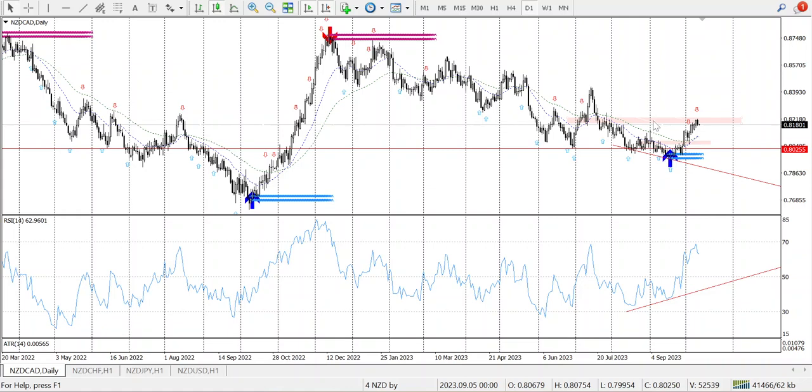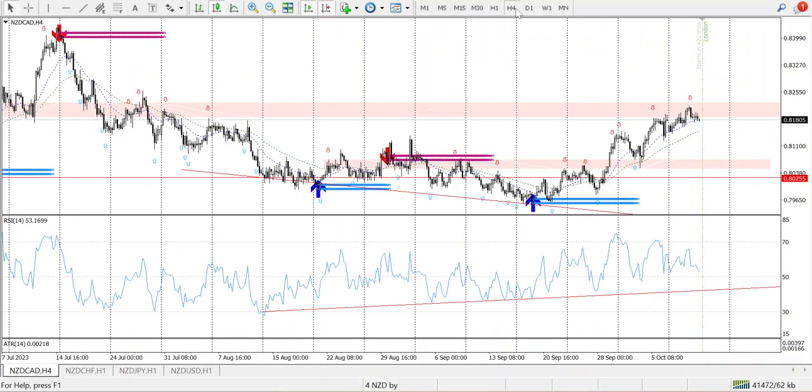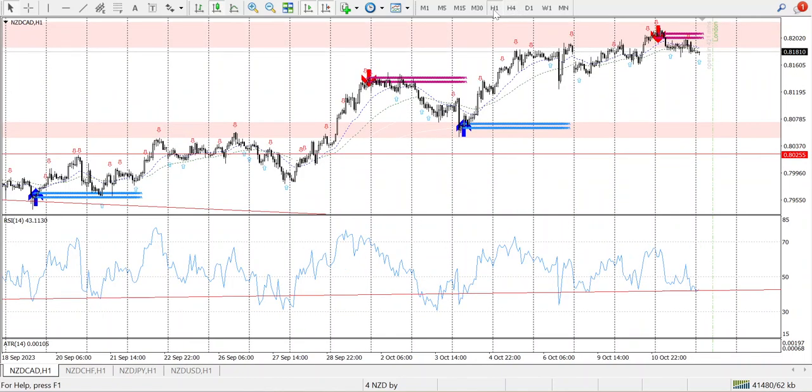Previous candle, but it is not covering the full previous candle. In hour 4, I can see it was some of the area where it should be. It is a range which is coming right now.